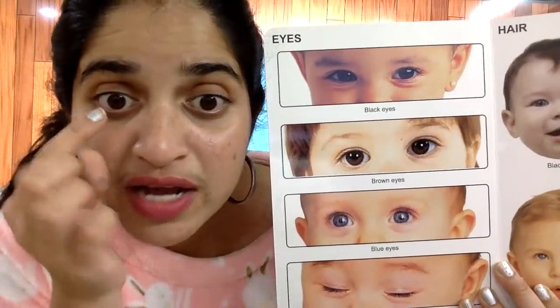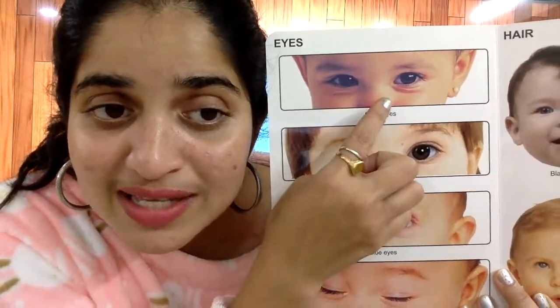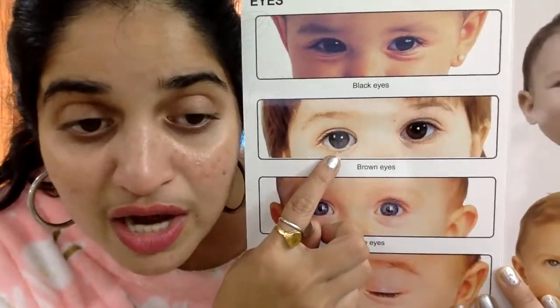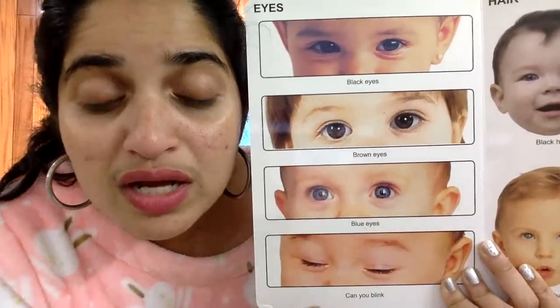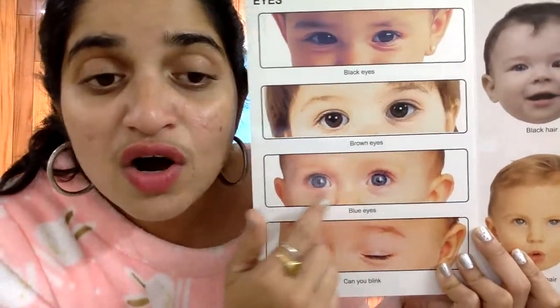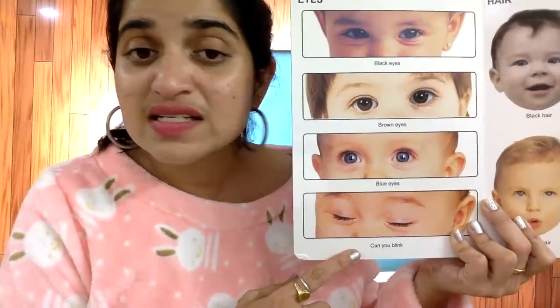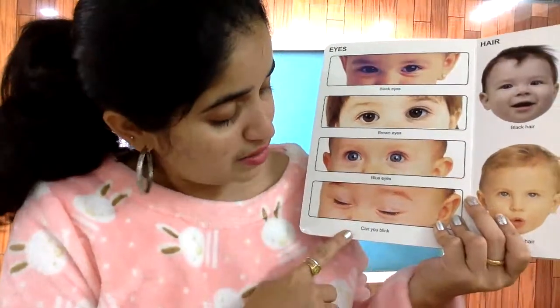Can you please repeat it after me? Eyeball. What is the color of this child's eyeballs? He's got black eyes. And this child's got brown. Brown eyes. And this child's got blue eyes. Blue eyes. And this child can't see because he's blind. Okay. Can you blink your eyes, children? Come on, everybody. Blink your eyes. Once again, blink your eyes.